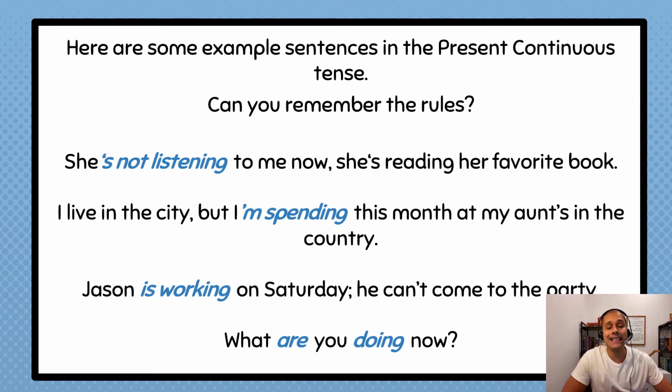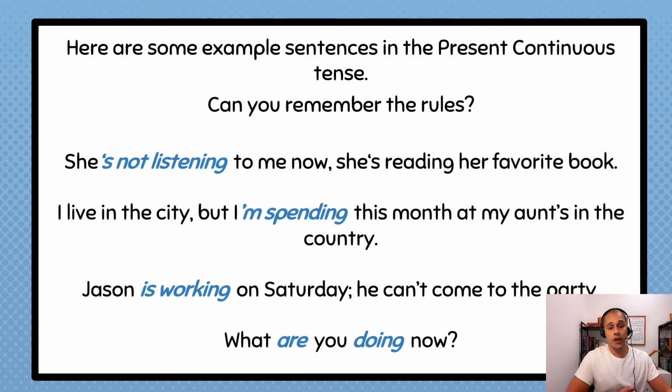I live in the city. I live in the city, but I'm spending this month at my aunt's in the country. So we're talking about something that is temporary, right? Not something that is a fact, for example. The first one is here, right? I live in the city, but I'm spending this month at my aunt's in the country.